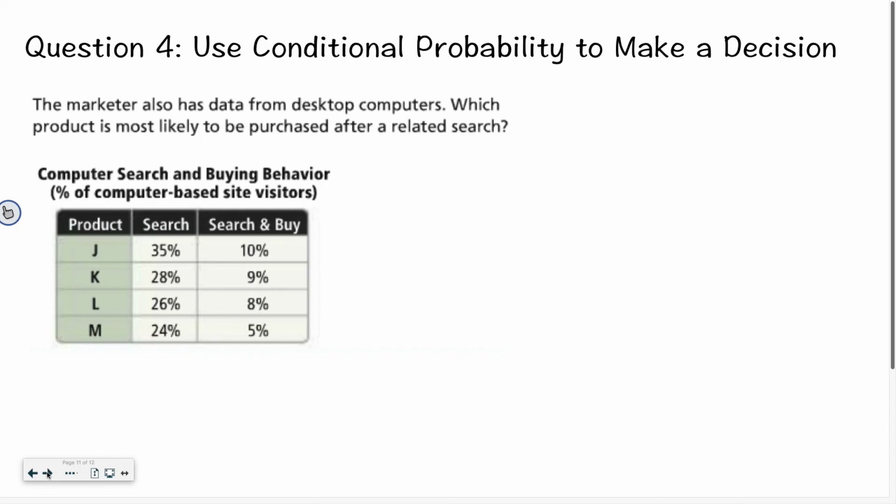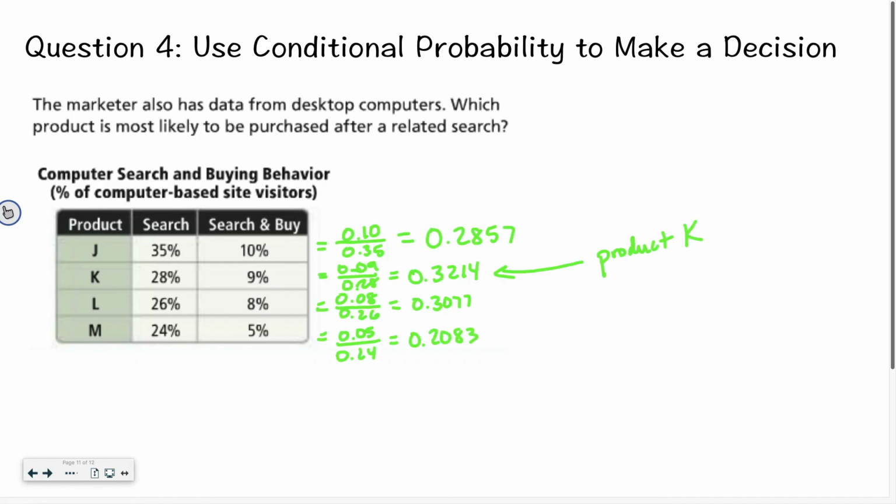Now, you guys get to apply that same principle here. The marketer also has data from desktop computers. Which product is most likely to be purchased after a related search? Go ahead and solve this. Tell me what product should the person buy. Good luck. All right. Hopefully you did a similar thing to what I did, and you ended up with these 4 numbers and decided, okay, product K has the highest percentage. So that would be the most likely to be purchased after a related search.